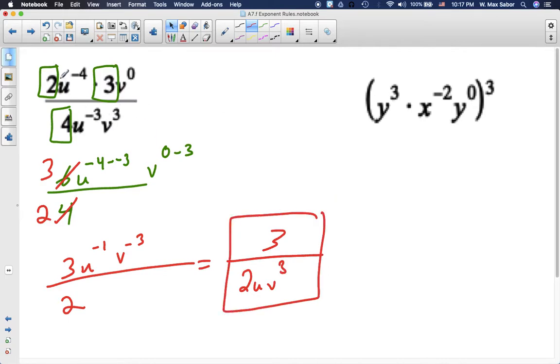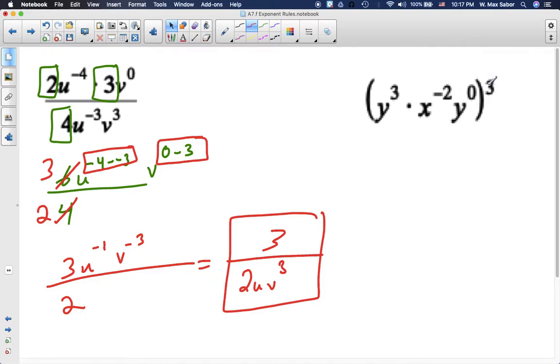So what rules did I use? This rule was the quotient of powers. This rule was the quotient of powers. And then going from here to here was our integer exponent rules.